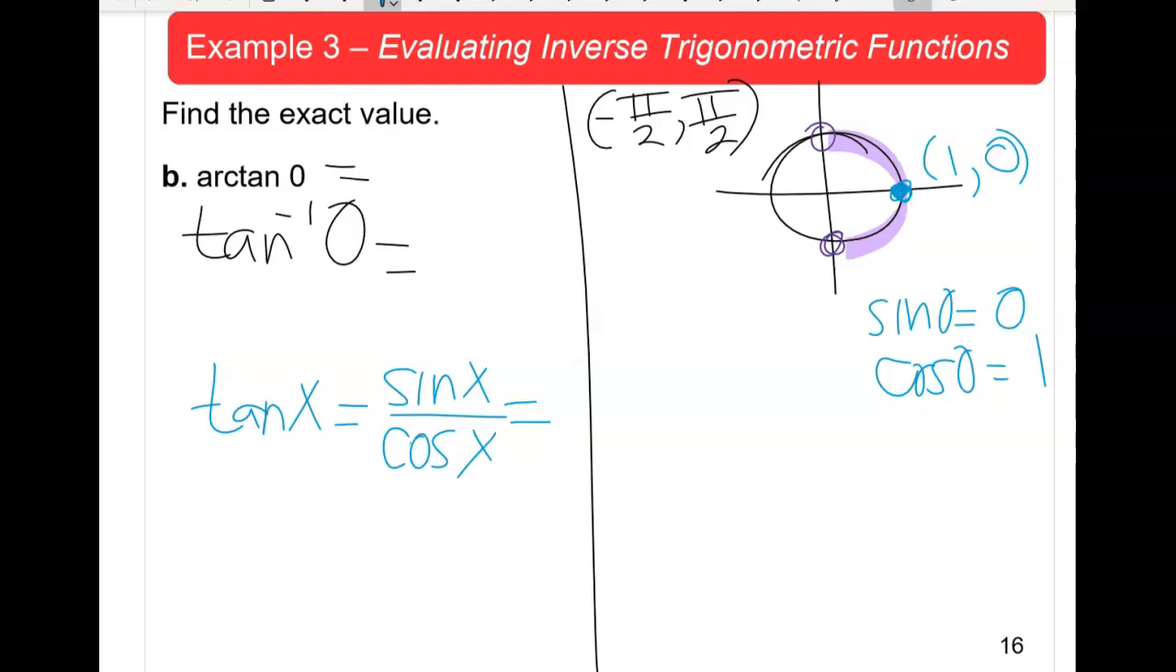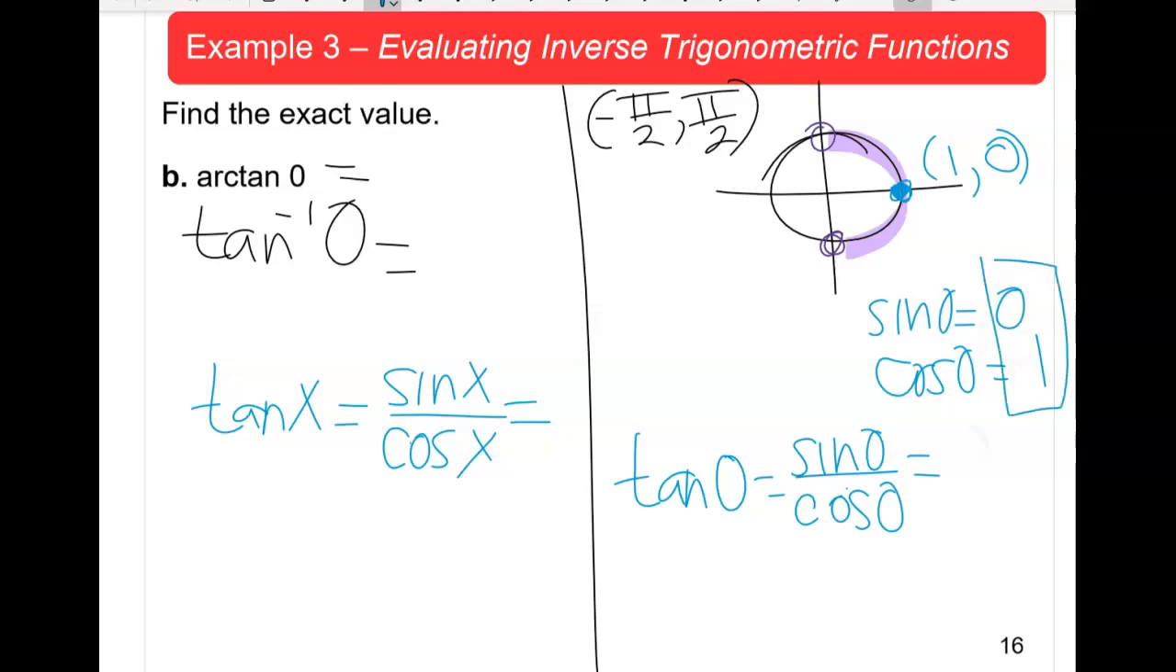So if we want to find the tangent of 0 radians, we will of course use the sine of 0 radians divided by, I'm sorry, not tangent, but cosine of 0 radians. And so we have our numbers here, and this will equal 0 over 1, which is equal to 0.